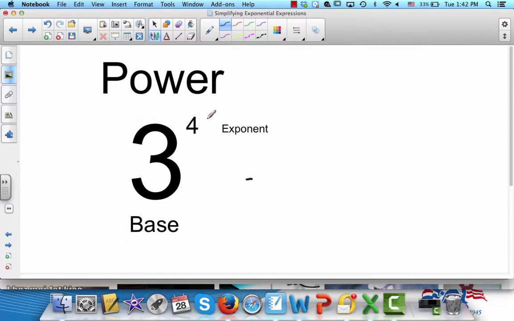You remember that a power is made up of a base and an exponent. One of the things that's important is you cannot combine powers that don't have the same base. For example, you can't combine 3 to the 4th times 2 to the 3rd because they don't have the same base. But you can combine 3 to the 4th times 3 to the 3rd. And that's what we're going to be reviewing here, because you've already been exposed to this.